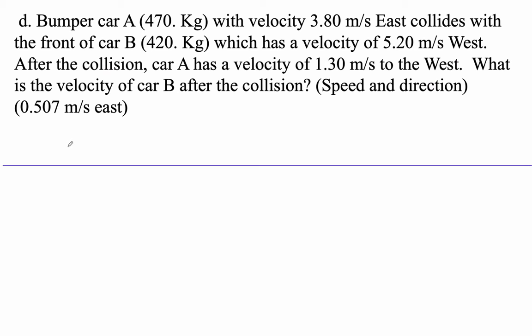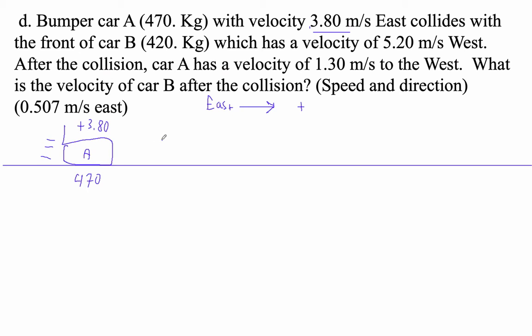We got bumper car A going to the east. So this is A, and it's 470 kilograms. And let's make east to the right. East is to the right, so that's going to be our positive direction. So that's a positive velocity. That 3.8 is positive. So positive 3.80.